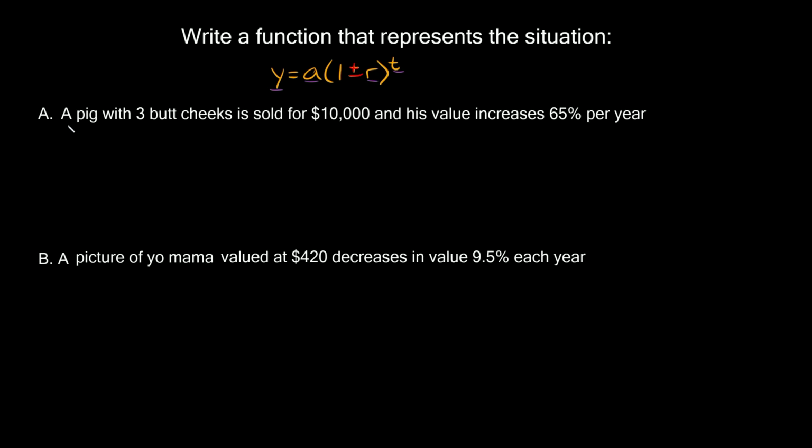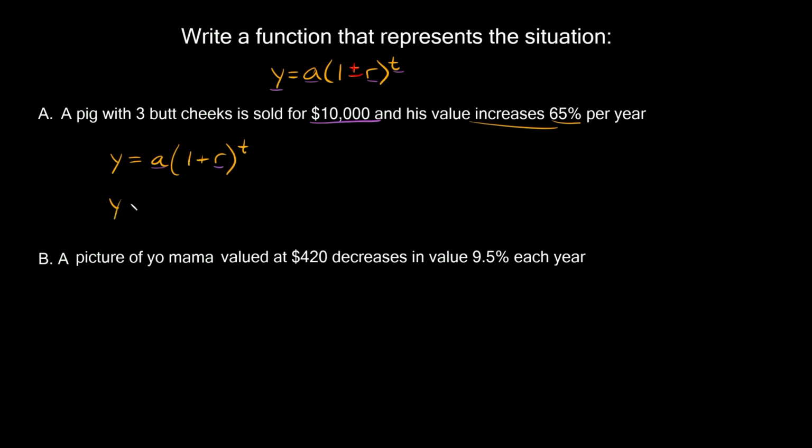Easy enough. So again, with this problem over here, you can see that this pig got sold for $10,000 and his value is increasing, right? So that means we're using exponential growth here. So we're gonna have y is equal to a times 1 plus r raised to the t. Okay, he was initially sold for $10,000, all right? So that's gonna be our initial amount for a. And then it says that his value is increasing 65% per year. The percent is always gonna be your rate. So r over here, this is going to be where we put our 65%.